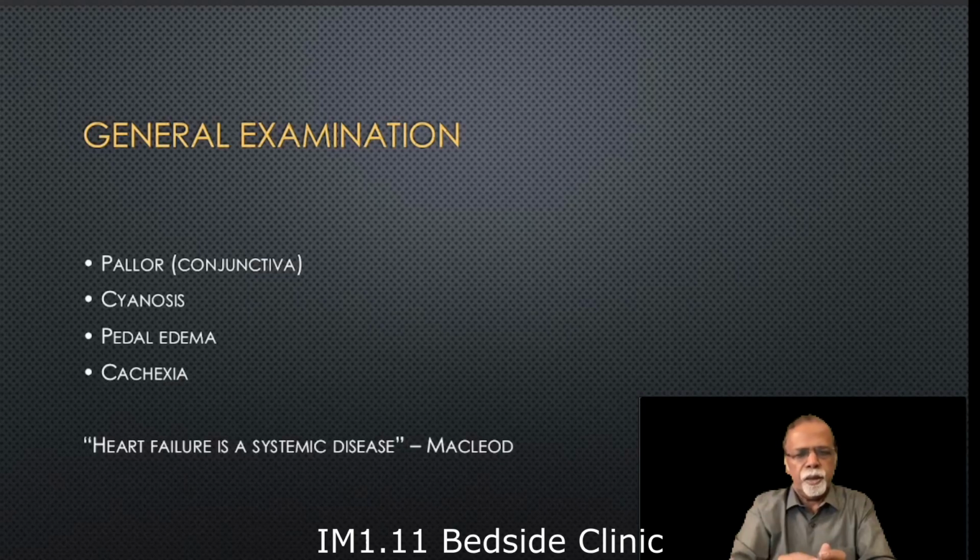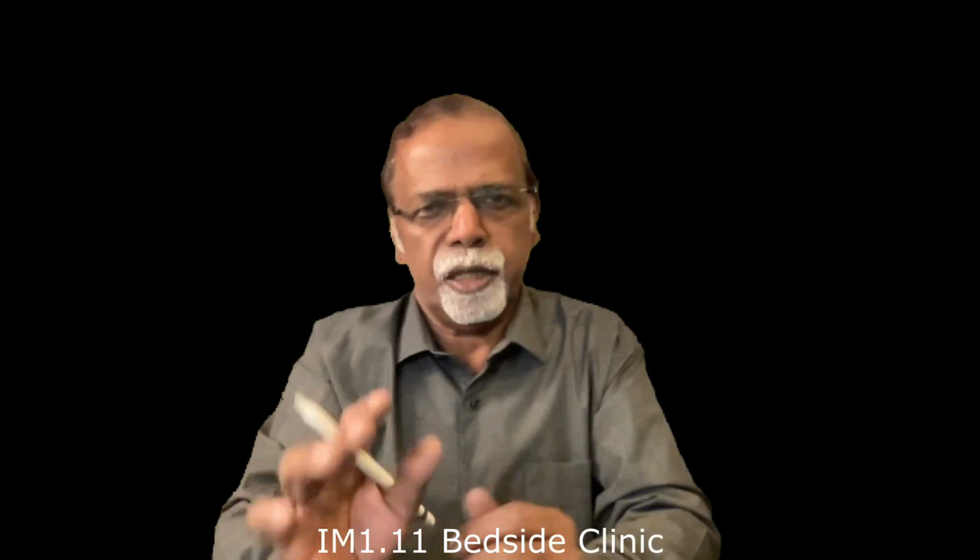Cachexia. Extreme cachexia can occur, which is called cardiac cachexia. There are various mechanisms; it may be due to malnutrition, the heart failure itself, or drugs like digoxin. Remember, heart failure is a systemic disease. That is a point to be remembered. Heart failure is a systemic disease.